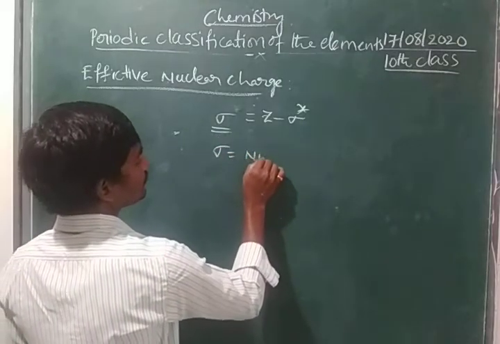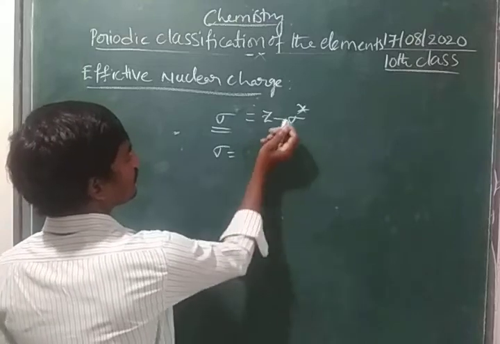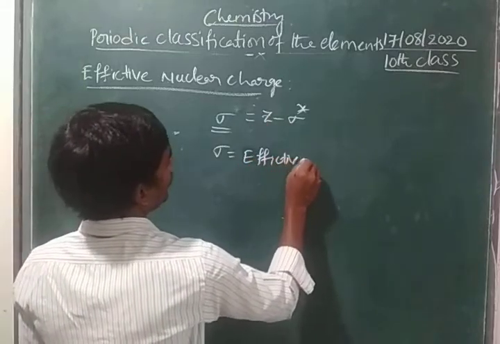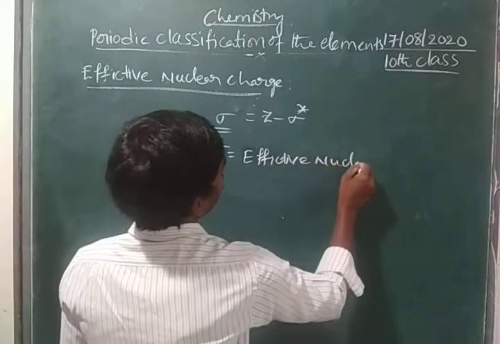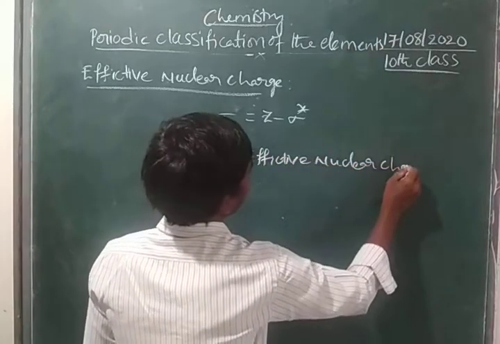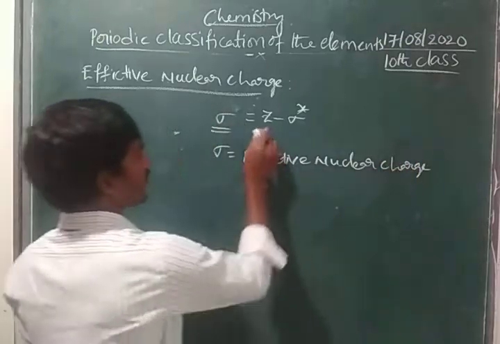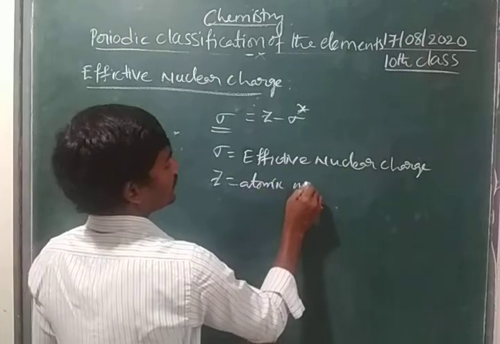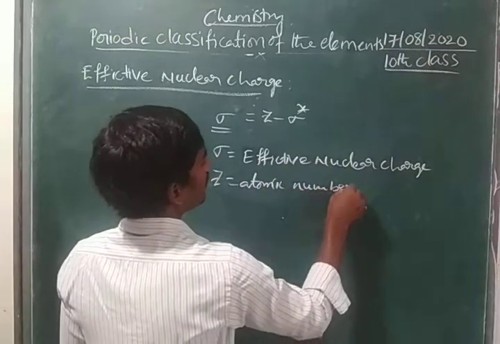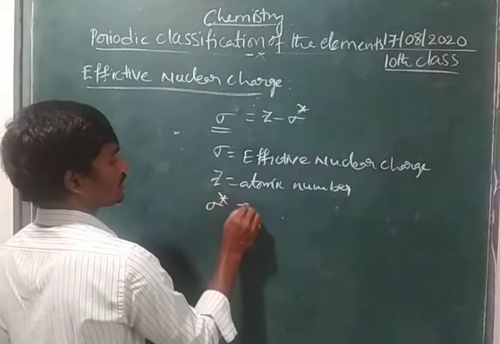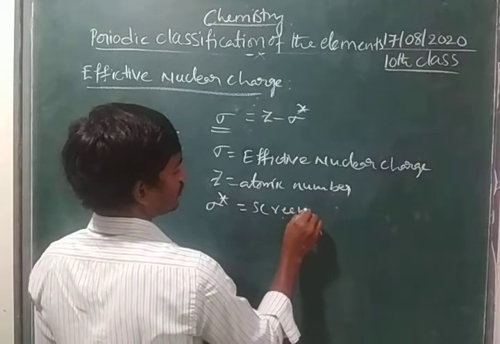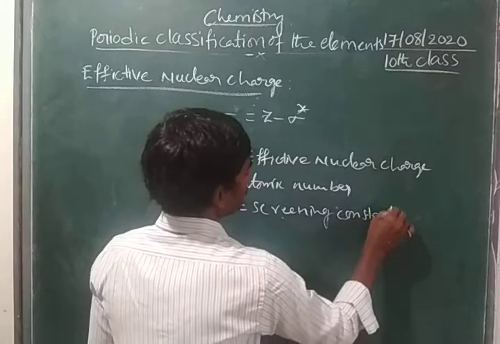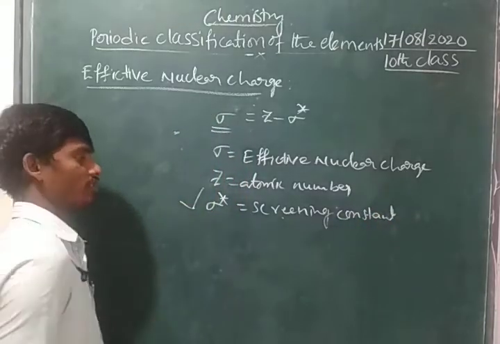Z is the atomic number, and sigma star is the screening constant. Sigma star is the screening constant. Right, children? See here, to discuss about screening constant.